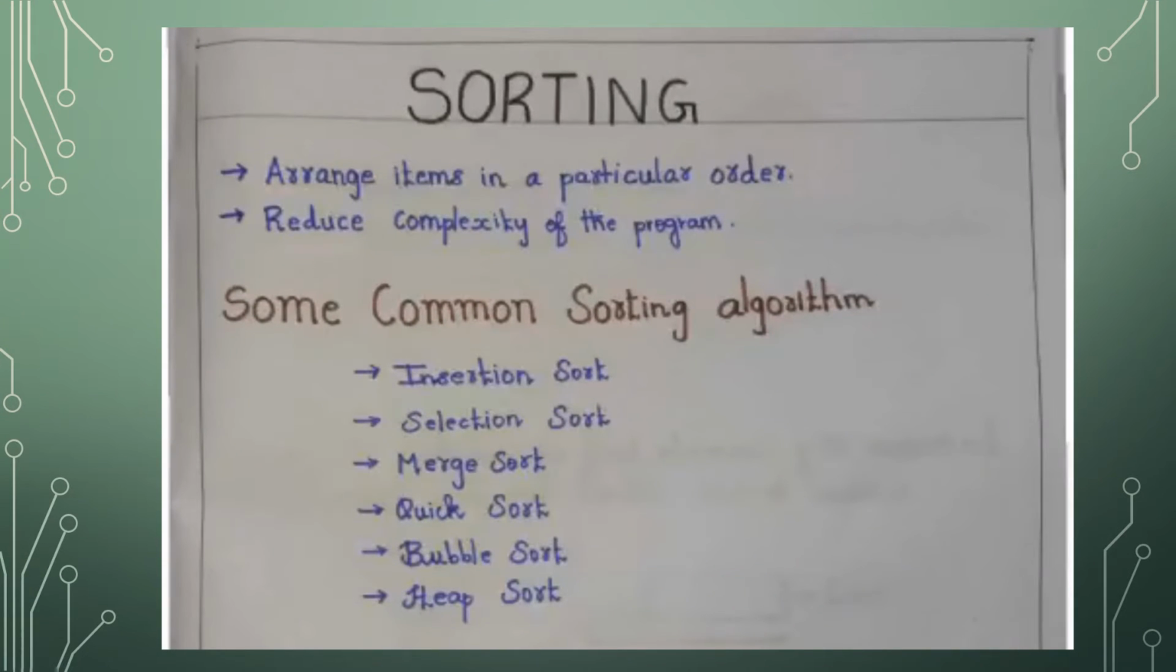Today we are going to see about sorting algorithms. Sorting algorithms are a set of instructions that take an array or list as an input and arrange the items into a particular order. Since they can often reduce the complexity of a problem, sorting algorithms are very important in computer science. Some of the common sorting algorithms are insertion sort, selection sort, merge sort, quick sort, bubble sort, and heap sort, which will be discussed in the coming sessions.